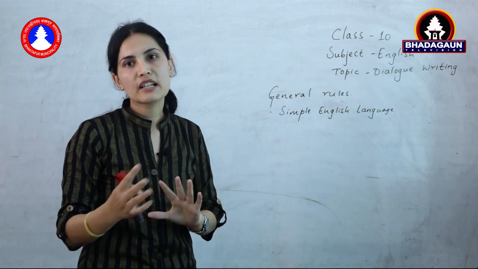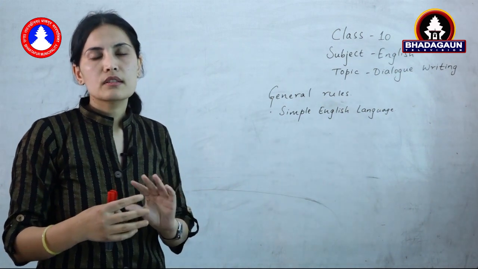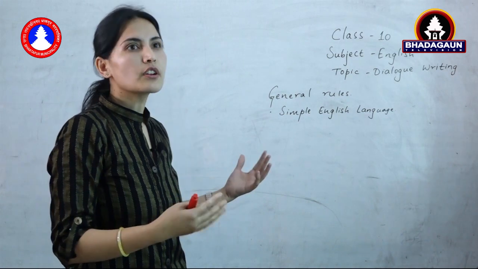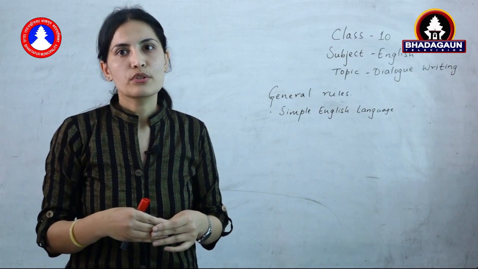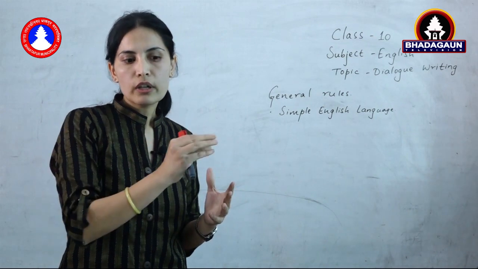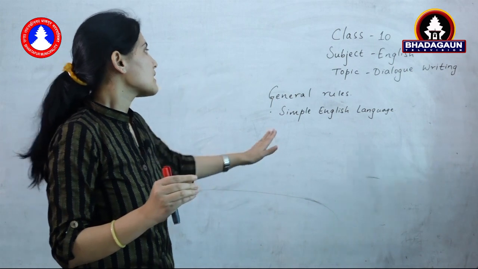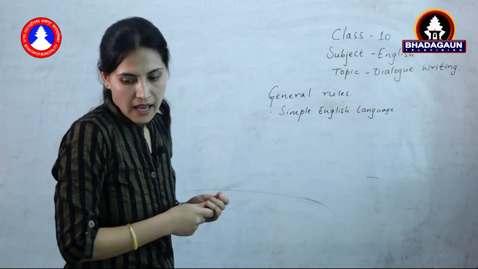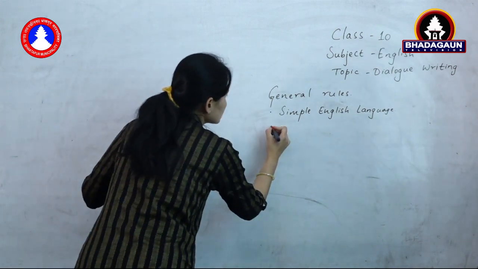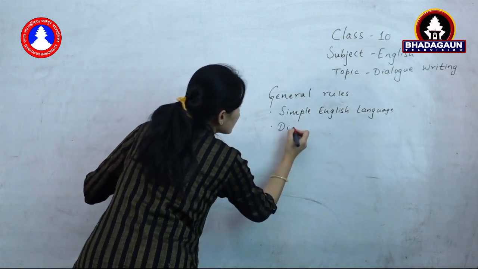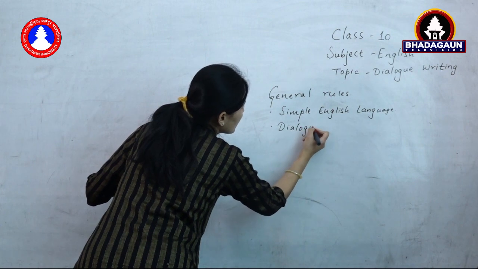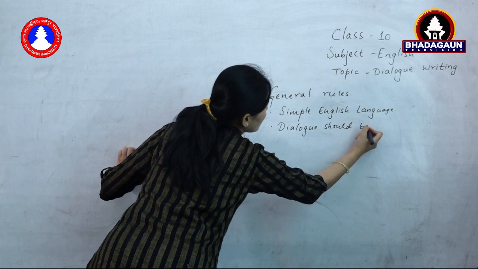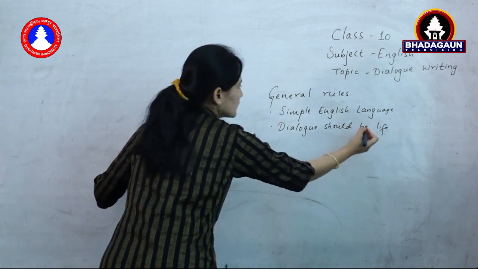We don't use sophisticated language, and the language shouldn't confuse the reader. So use simple language. Of course, there are some formal ways to write, but while following the formality of the language, simplicity should also be taken care of. So simple language should be used. And next is, dialogue should be lifelike.